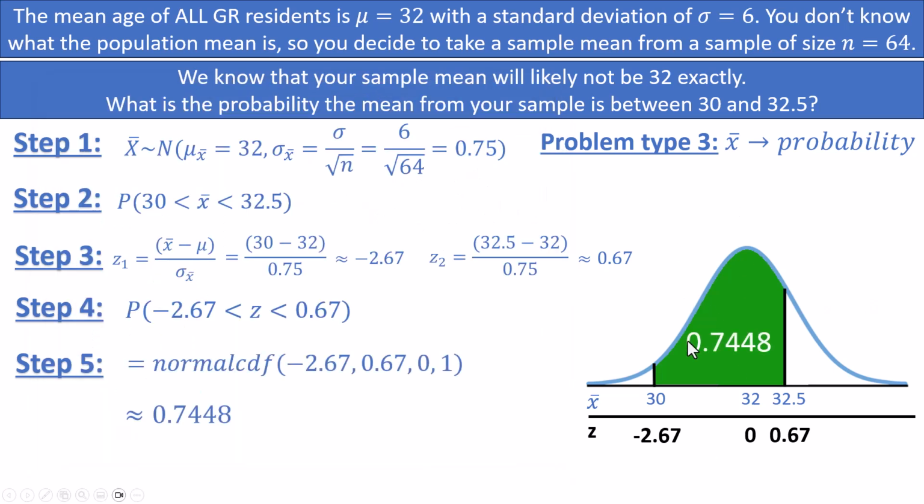That represents the area on the distribution between either 30 and 32.5, or between a z-score of negative 2.67 and positive 0.67. Altogether, this really means there's about a 74, 75%-ish chance that if you take a sample mean, it is somewhere between 30 and 32.5.